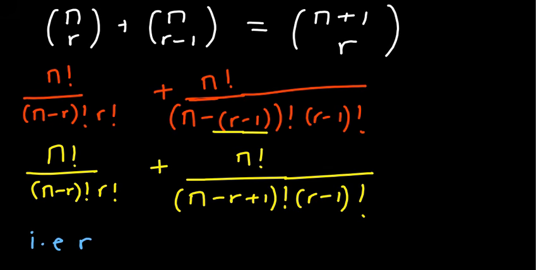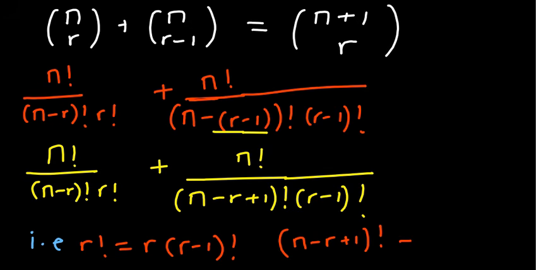So r factorial, let me use a different color there, is basically equal to, I can expand it by reducing it by 1, r times r minus 1 factorial. And then this one is bigger by 1. I can also say n minus r plus 1 factorial is equal to n minus r plus 1 times, if I reduce it by 1, the 1 is going to disappear, so it will be n minus r factorial. So you understand why I've done all that.